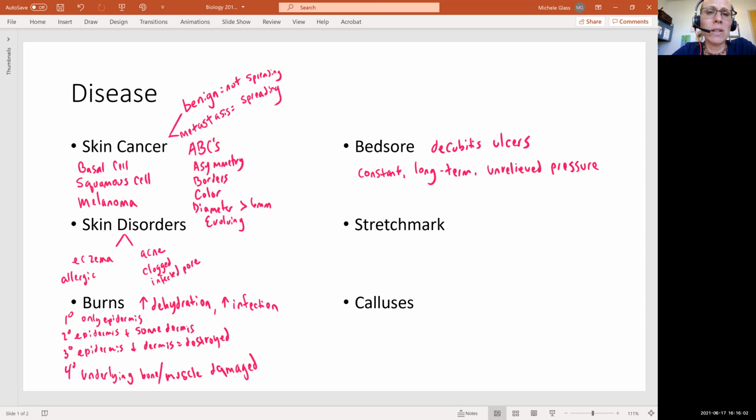And so one of the treatments is, of course, just to prevent that from happening. One of the best ways to prevent that is to move patients. So very often, especially in long-term care facilities, you have patients on a rotation where you're moving their position every couple of hours.